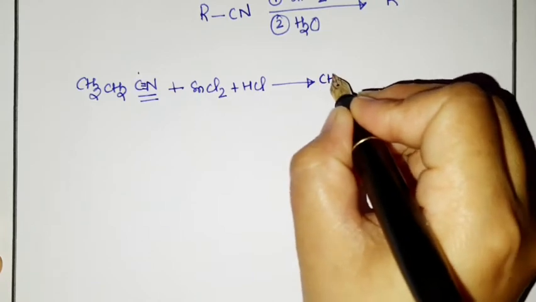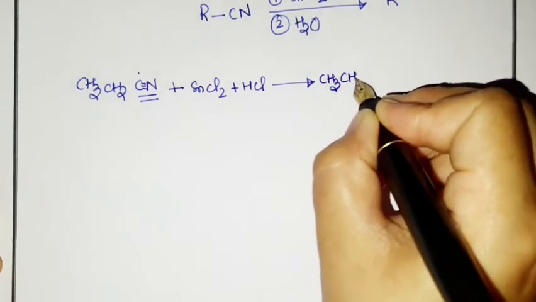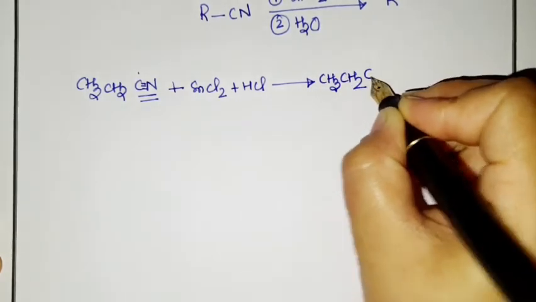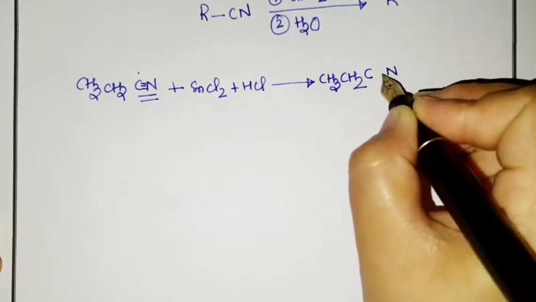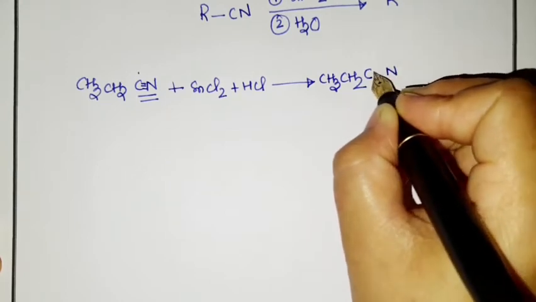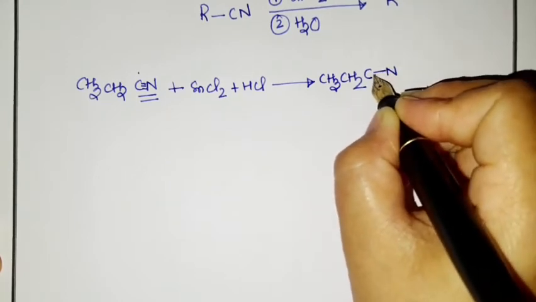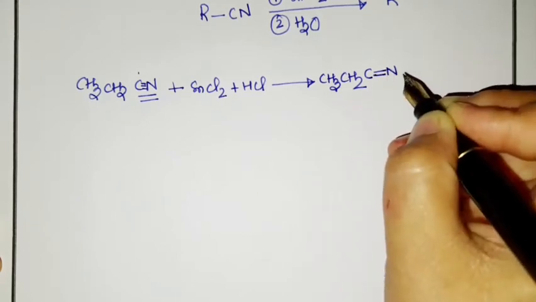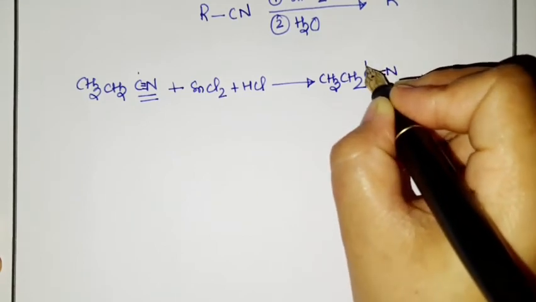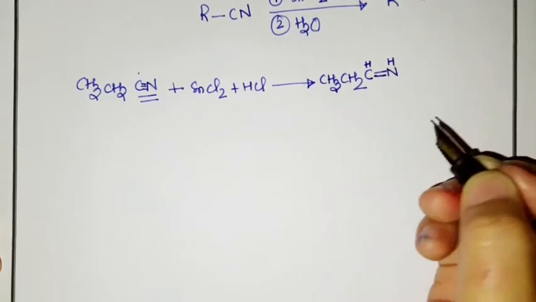So in CH3, CH2 there is no change here. CN was a triple bond. One molecule is added, so one bond breaks. When one bond of the triple bond breaks, it becomes a double bond, and each will have one hydrogen. So this is imine.